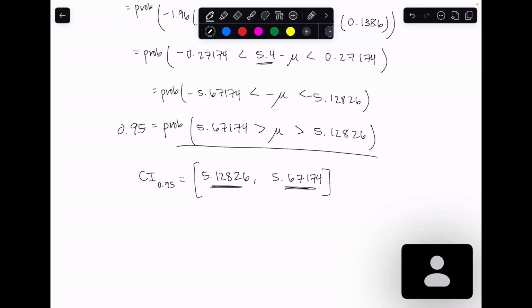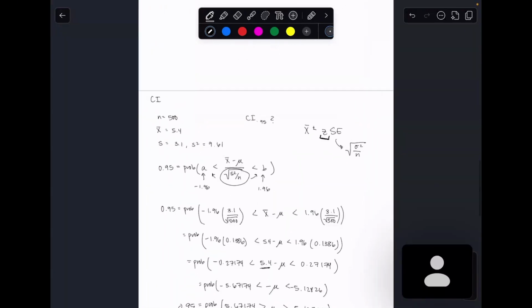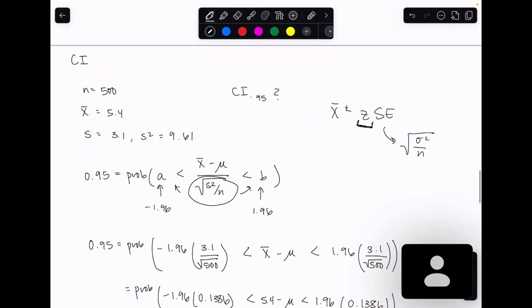Like in Stata, when you run your regression output, your confidence intervals look like this. But you're not going to get docked points if you write it like this. Okay, so that's confidence intervals. That's the gist. We just did a mean confidence interval.